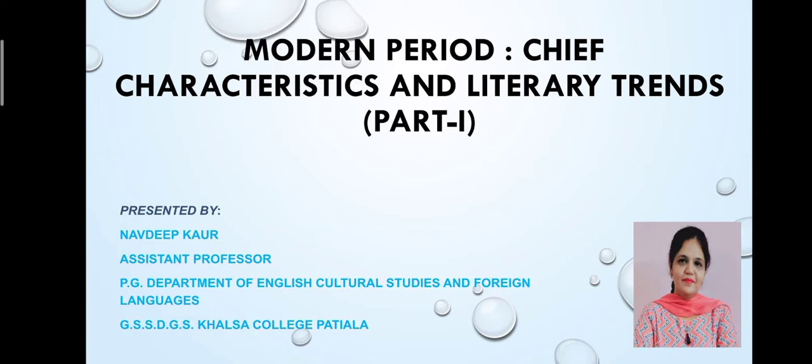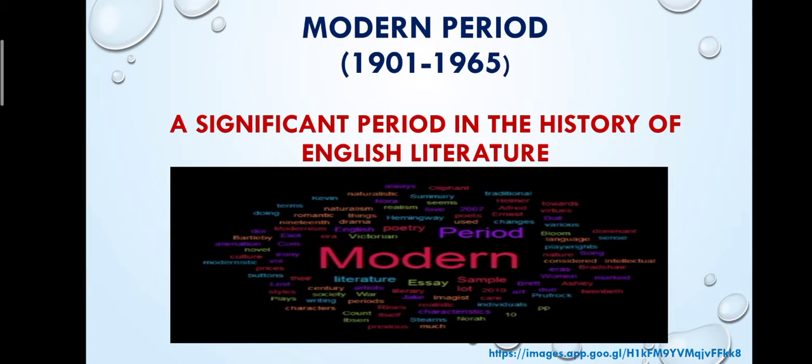This video lecture pertains to the salient features as well as the social, political, economic and literary tendencies of the modern age. The modern period of English literature started from the beginning of the 20th century and remained till 1965.